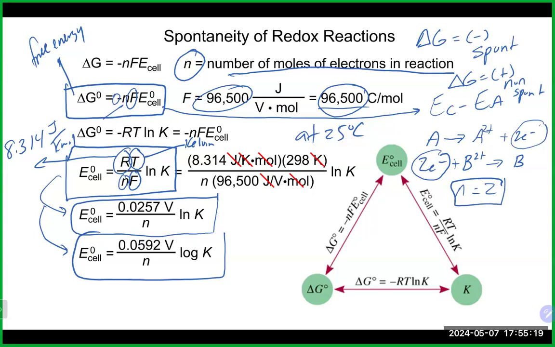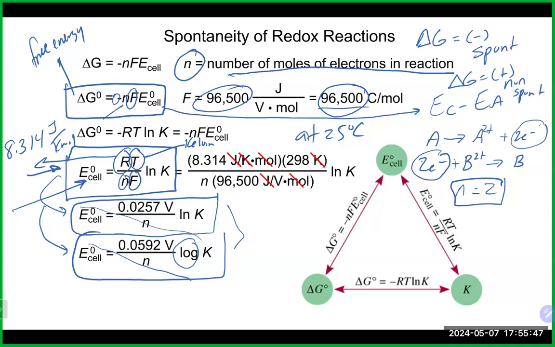Or if you're more of a traditional base log 10 situation here, 0.0592 volts divided by N, regular log of K. So those are two versions of the equation where we simplify things down. If you don't want to worry about these equations, you absolutely do not need to. You could frankly just plug and chug into that equation and it'll come out pretty close to the same.